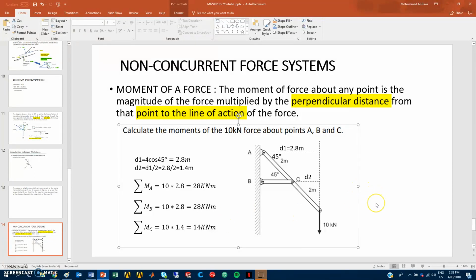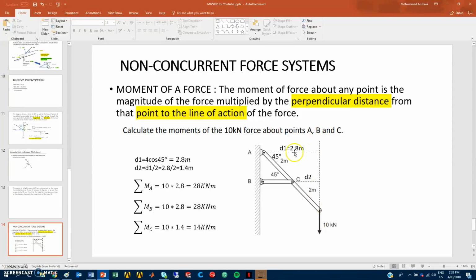If we try to summarize the topic we're introducing, non-concurrent force systems, the definition of the moment of a force is the first thing we need to introduce. The moment of a force about any point is the magnitude of the force multiplied by the perpendicular distance from that point to the line of action of the force. So that's the line of action. This represents the line of action of the force.